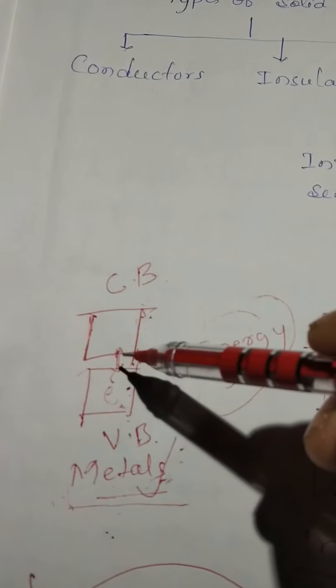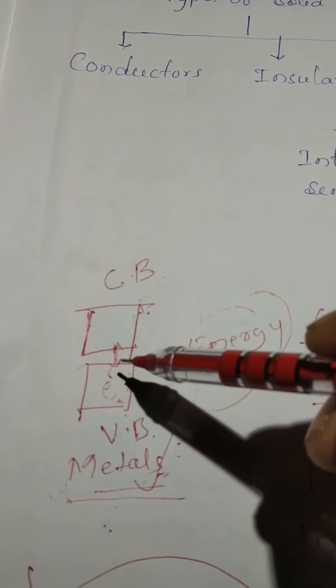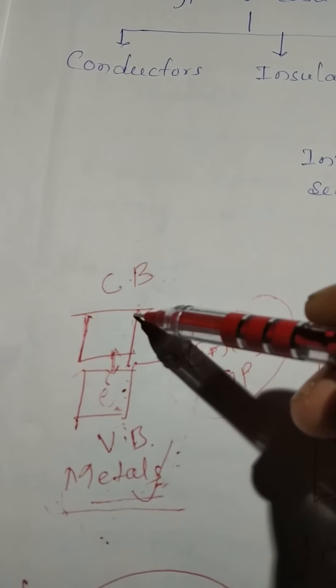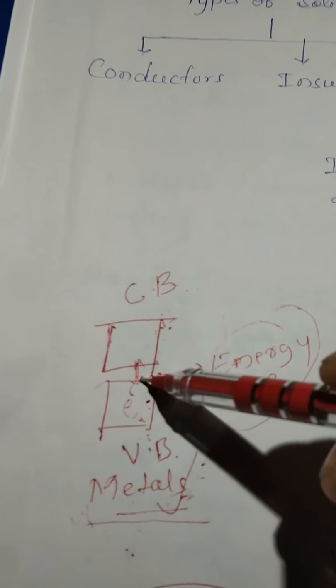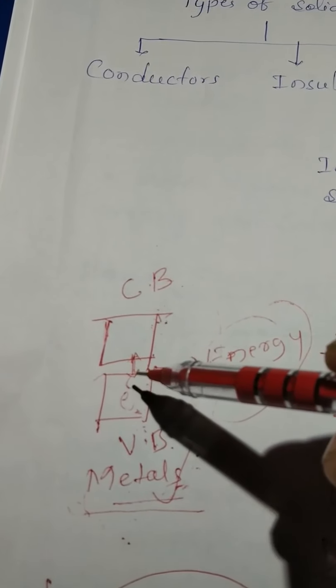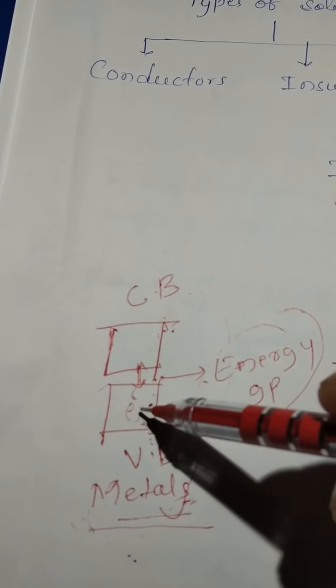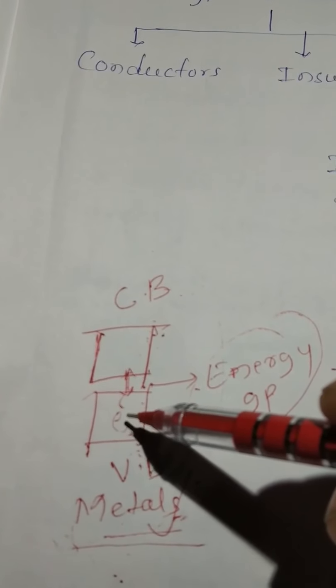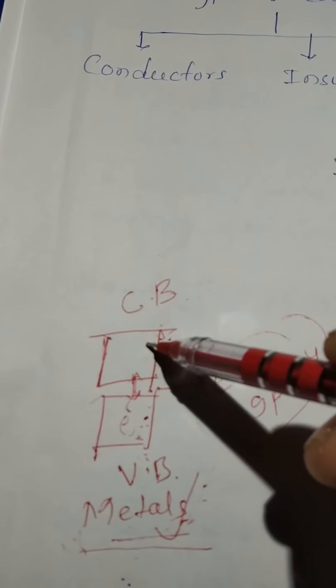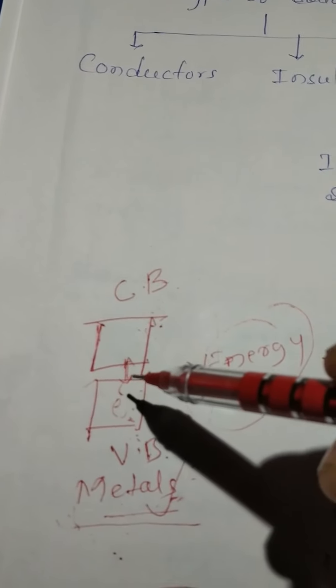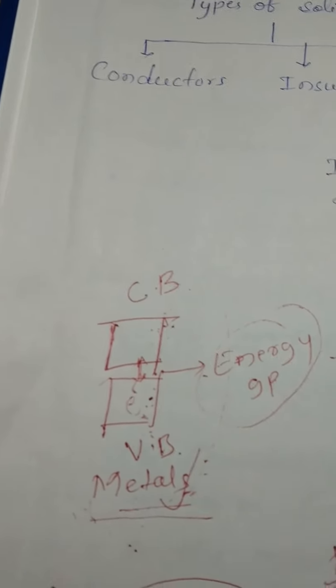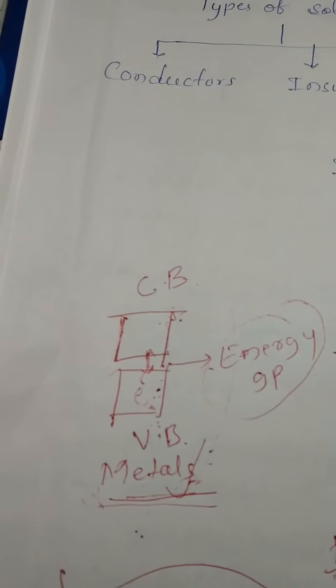If the energy gap between the valence band and the conduction band is very small, then electrons can easily jump from the lower energy valence band to the higher energy conduction band, hence it conducts electricity. Those are called metals or conductors.